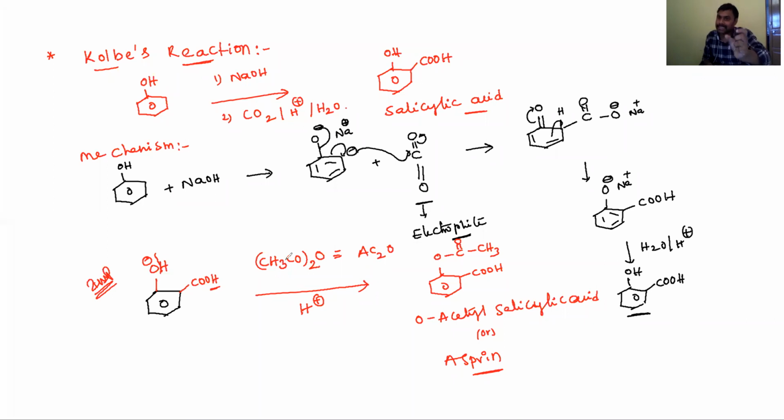That acetylation takes place at the OH group only, not at the carboxylic acid group. You have to remember this carefully. Then the product is orthoacetyl salicylic acid, also called aspirin. Okay, students. The next important named reaction is the Reimer-Tiemann reaction.